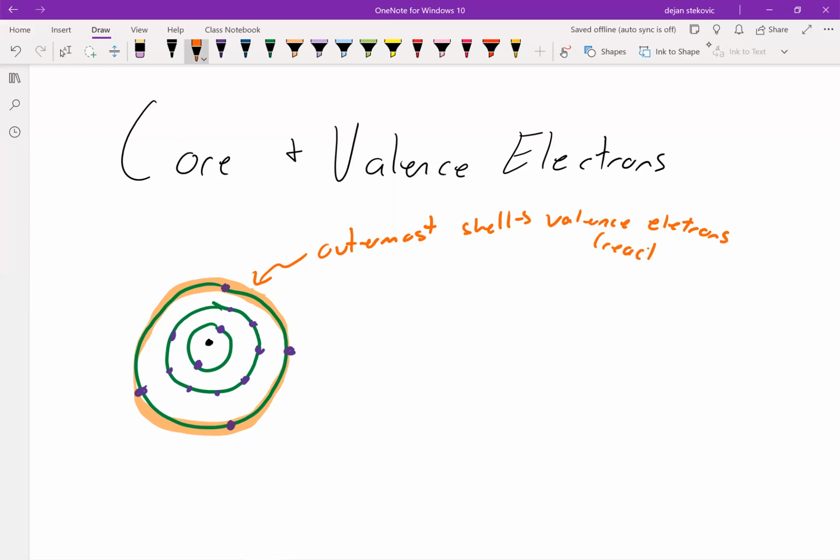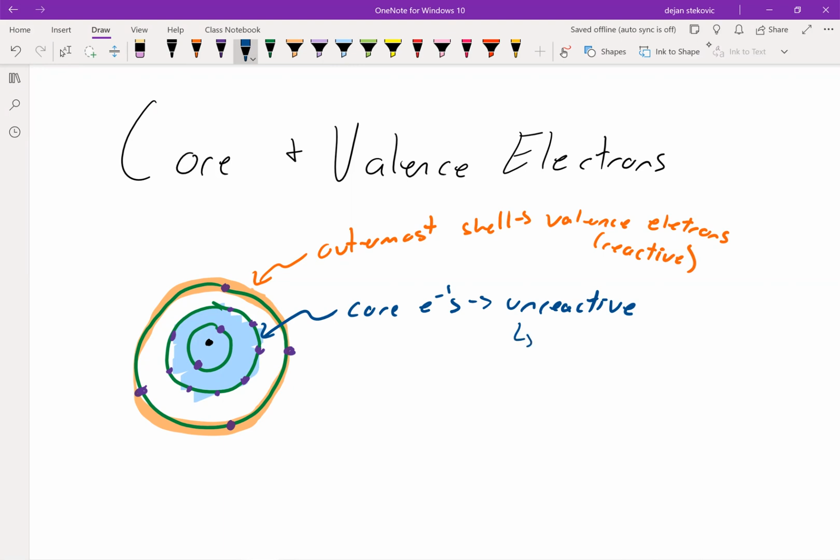And they're going to be reactive, right? So we're either going to take away electrons from the valence shell, or we're going to add electrons to the valence shell. And then the rest of these inner orbitals, we call these core electrons. And overall, they're just going to be unreactive. They're not going to be all that important to the reactivity of the element.